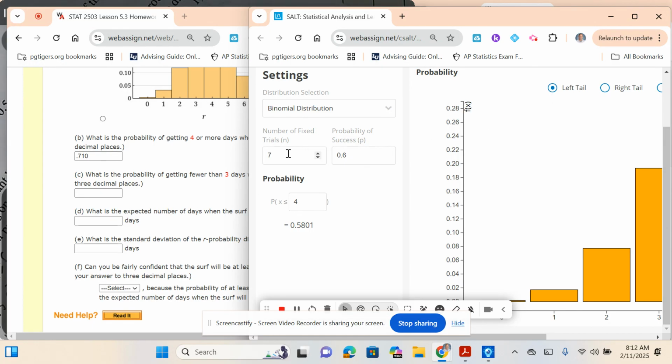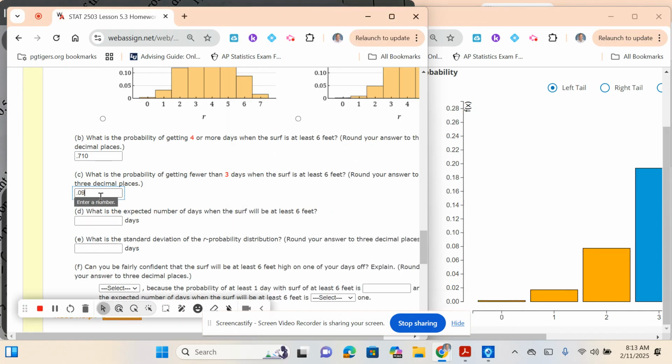So 7 is the fixed number of trials. Probability of success is 0.6, but the temptation is to put 3 here. But is that correct? Fewer than 3. Is 3 fewer than 3? 3 is not fewer than 3. So I do not include 3 in this. I have to go 1 below this. So fewer than 3 would be 2 and below. So what I have to do is subtract 1 from that number. So that gives 0.096.